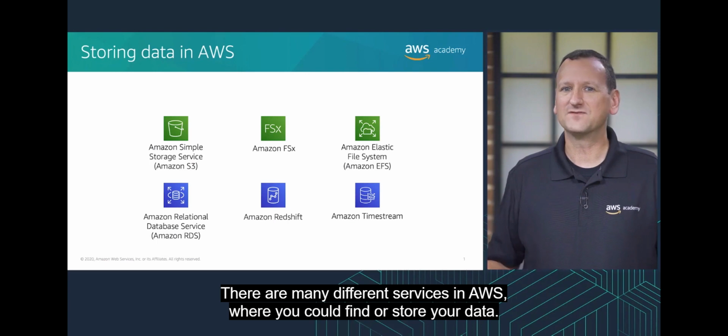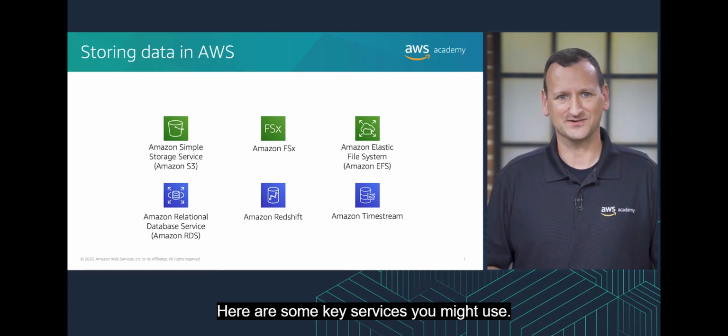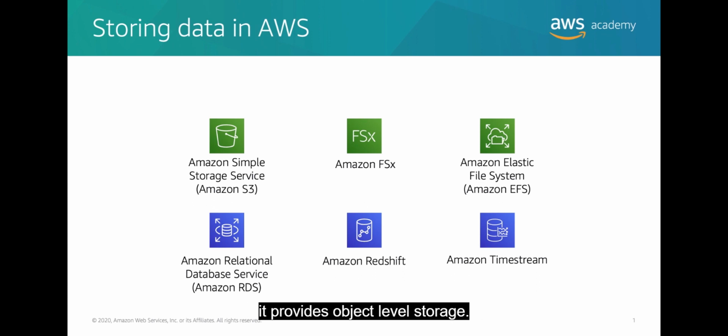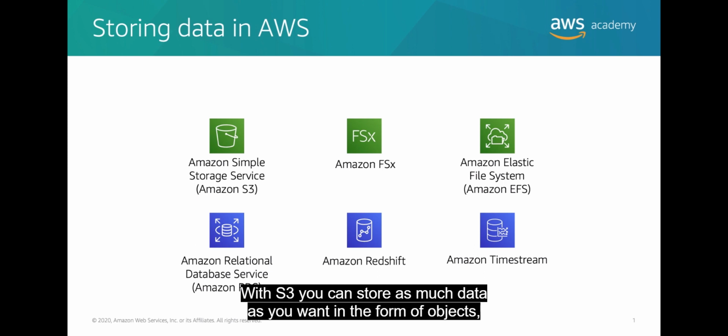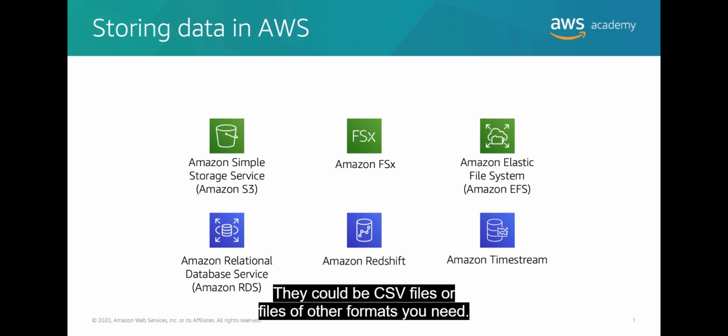There are many different services in AWS where you could find or store your data. Here are some key services you might use. Amazon Simple Storage Service is also known as Amazon S3. It provides object-level storage. With S3, you can store as much data as you want in the form of objects, which you can think of as files. They could be CSV files or files of other formats you need.